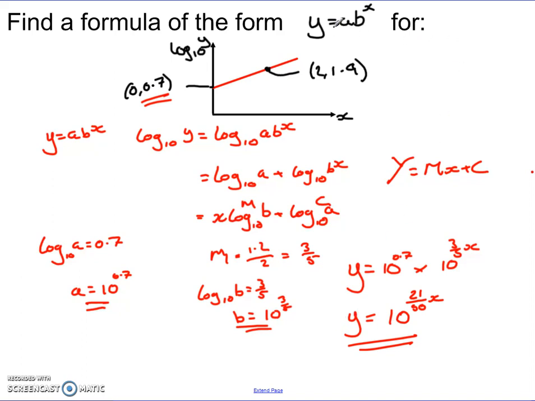We've written y in the form ab to the x for this line. That's what we're after. So if it asks us to give the formula, we have to write it like that. If it doesn't and it just wants the values of a and b, we can just leave it at that stage where we say a is this, b is this.